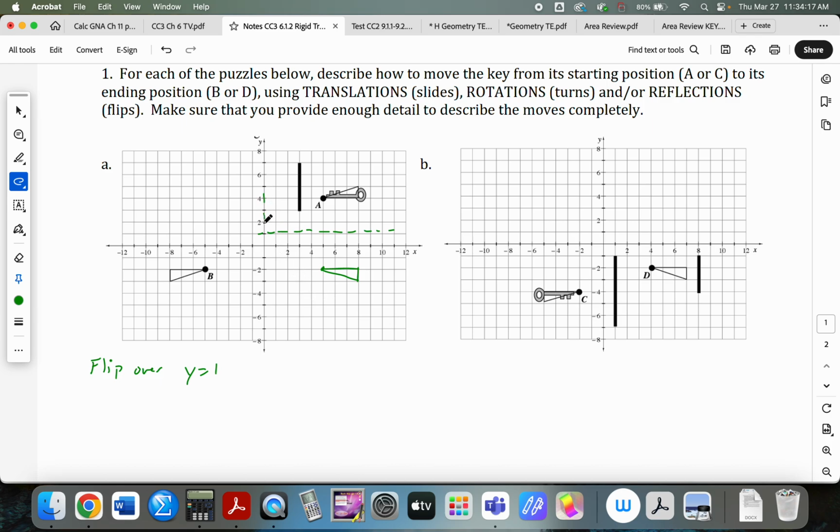Yeah, if you flip it over, you have to tell it what line you're flipping it over. So we're flipping it over x equals 0. And that's 1, 2, 3, 4, 5 away. And that's 1, 2, 3, 4, 5. Yep, that lands it perfectly on there. So that's just 2 steps. There are other ways to do it.